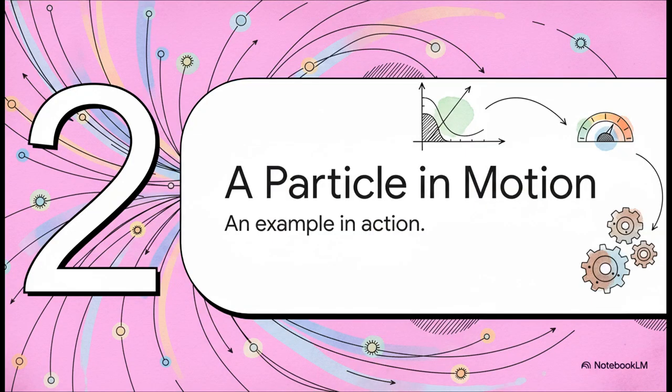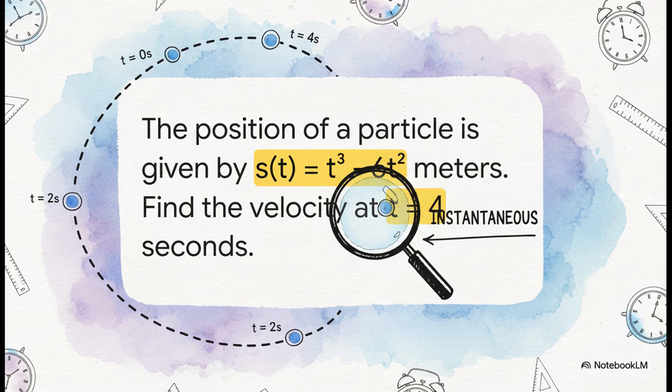Okay, so that's the theory. But honestly, the best way to make these ideas stick is to see them all work together. So let's take a classic calculus problem, a particle moving through space, and see how these three ideas all come together to tell us a story. So here's our scenario. We've got this function, s of t, and it tells us a particle's exact position at any time t.